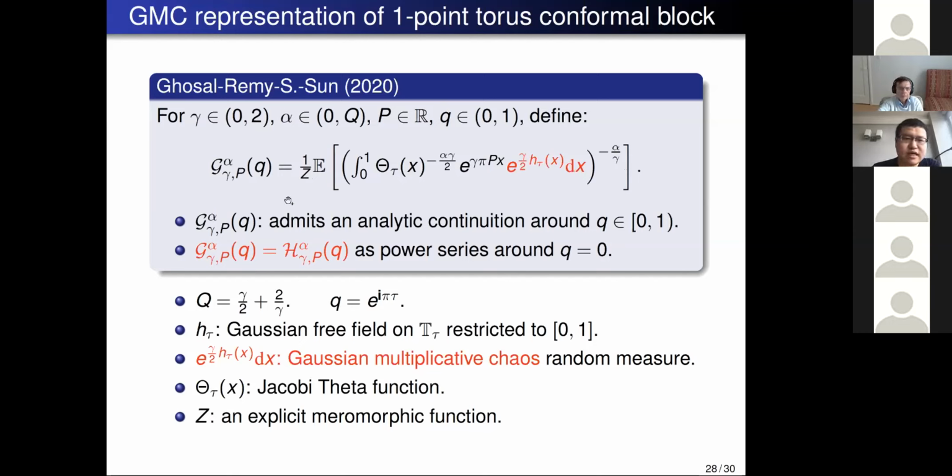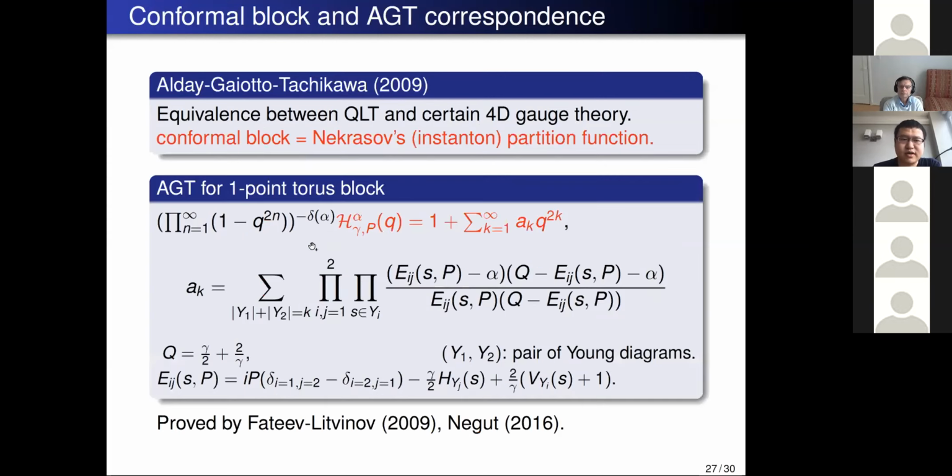So we have shown that this function admits an analytic continuation around Q belonging to 0 and 1, including the origin, which means that this gives a power series. And we also show that this power series is actually the same as the one given by the conformal block, which is the one here. So to me, this is another interesting fact about Gaussian multiplicative chaos.